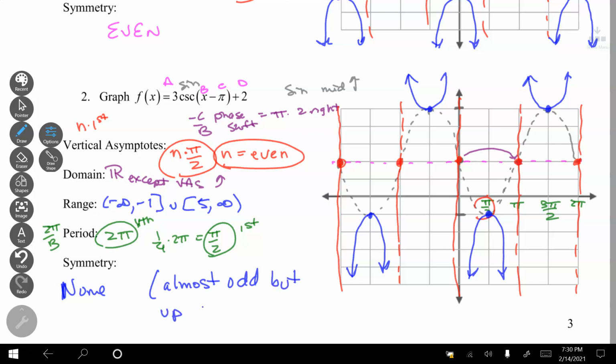the up 2 ruined that. If it wasn't up 2, it would be an odd graph. If I took that same graph and moved it down to where the midline was at 0, it would be an odd graph, but it's not odd because of that up 2.